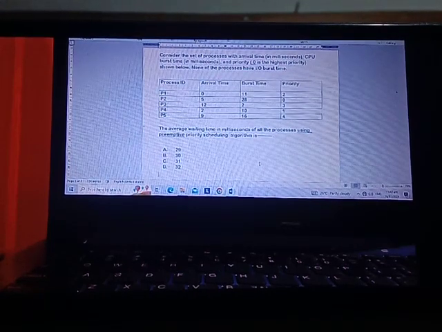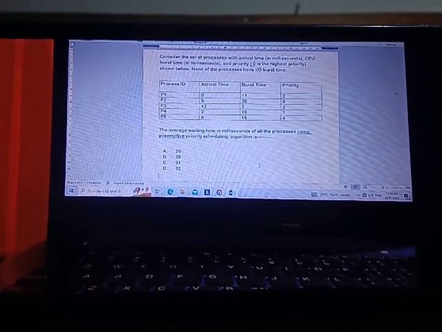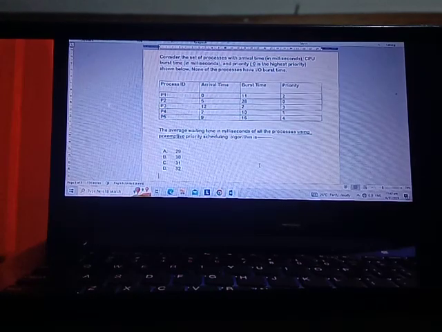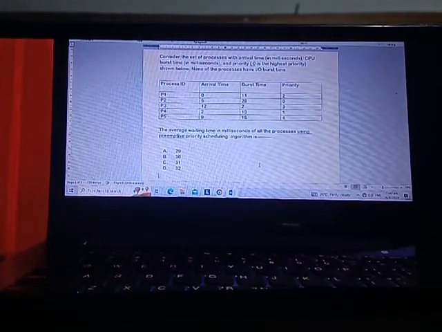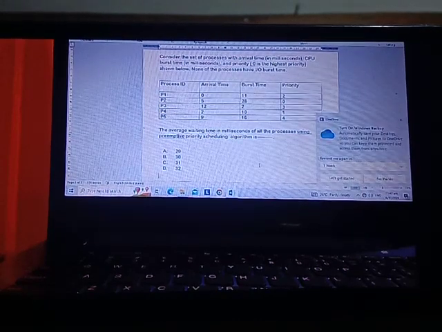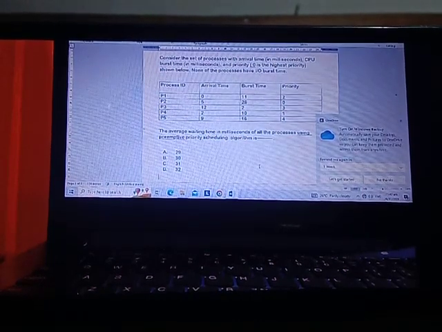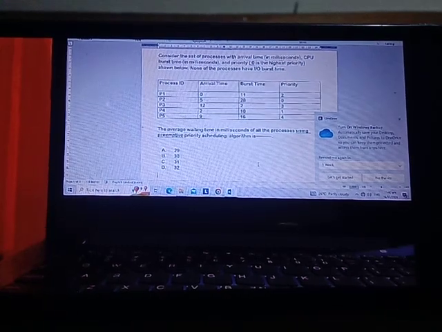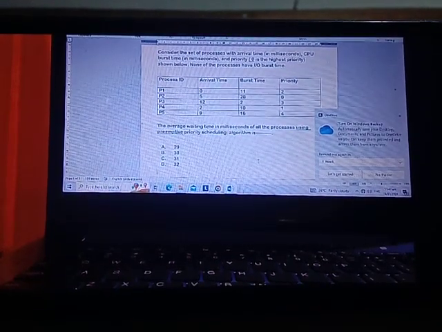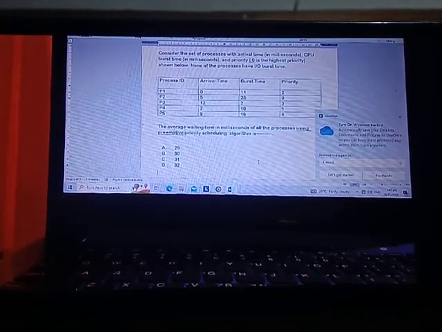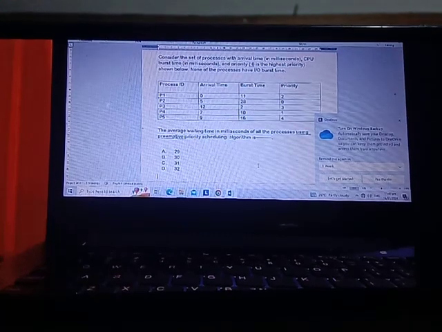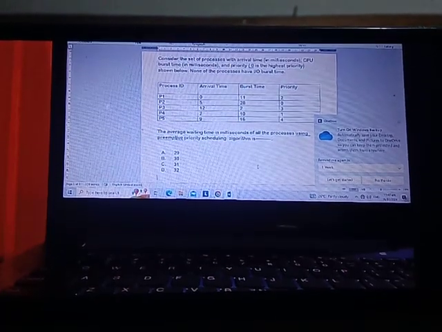So that is how you calculate the average waiting time for a preemptive priority scheduling algorithm. And always keep in mind that whenever you are solving this kind of problem, the most important thing is to form the Gantt chart. So quickly form a Gantt chart correctly, and after that it becomes very easy to solve the problem. So I hope this was clear to you.